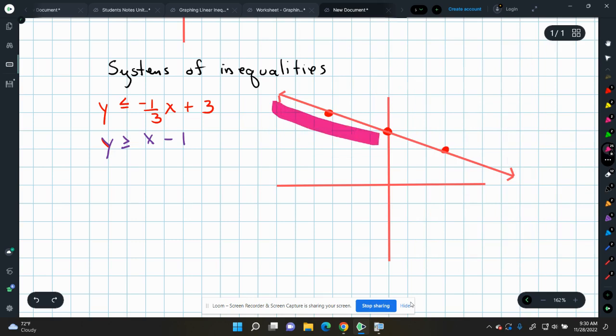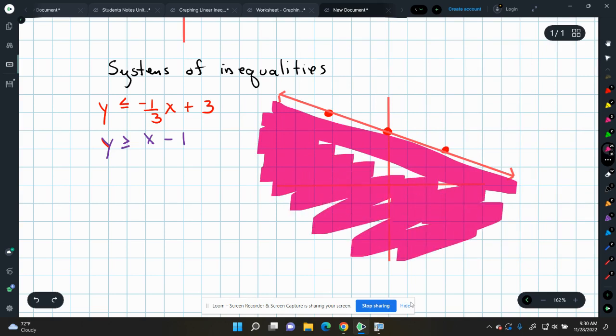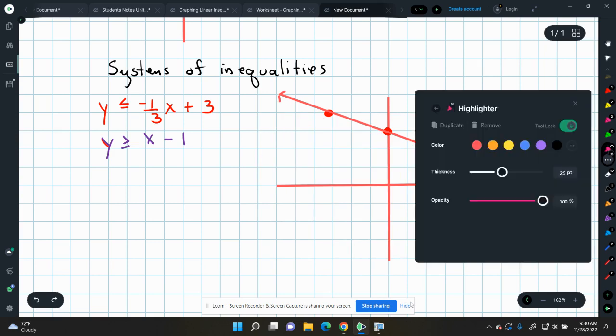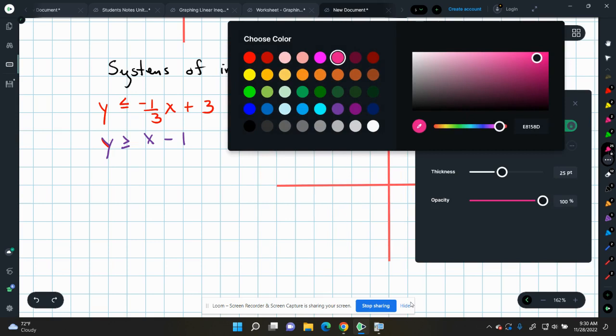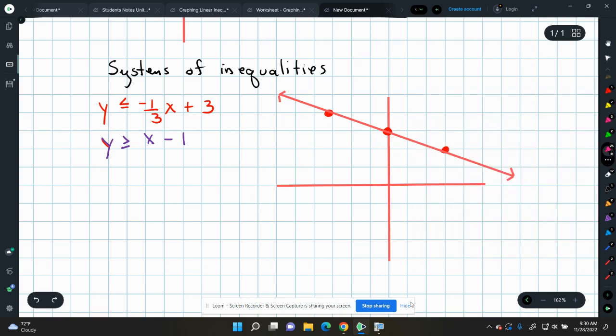You're confused about the shading? No. That's really too dark, isn't it? You can't see your line. Oh, let me do this. How about that? Will that work? There we go.